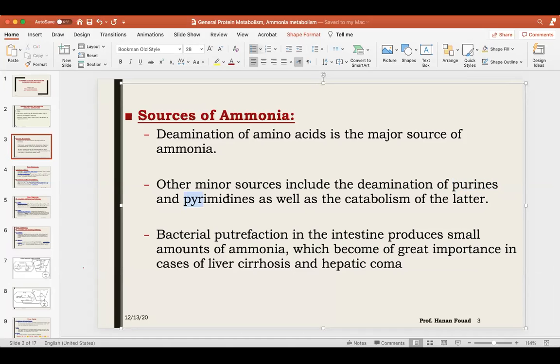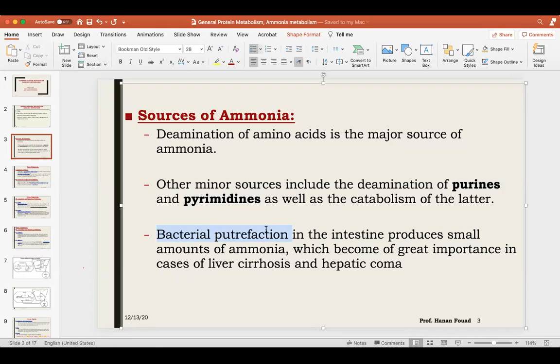catabolism of pyrimidines. Do you know purine and pyrimidine? Please answer me. Please respond. Yes, okay, doctor. Yes, we know. Purines and pyrimidines have nitrogen, so their catabolism yields ammonia.